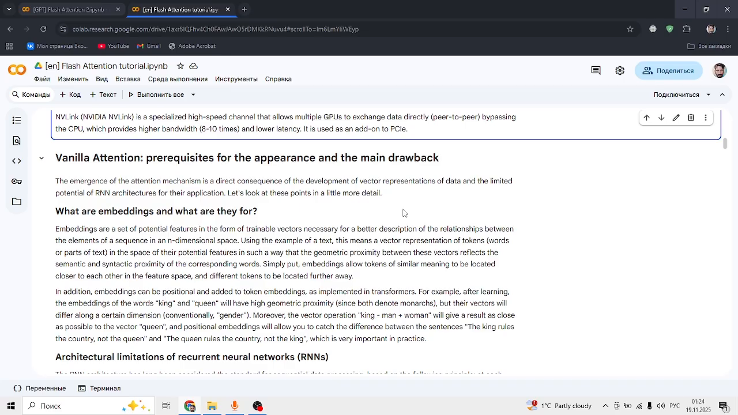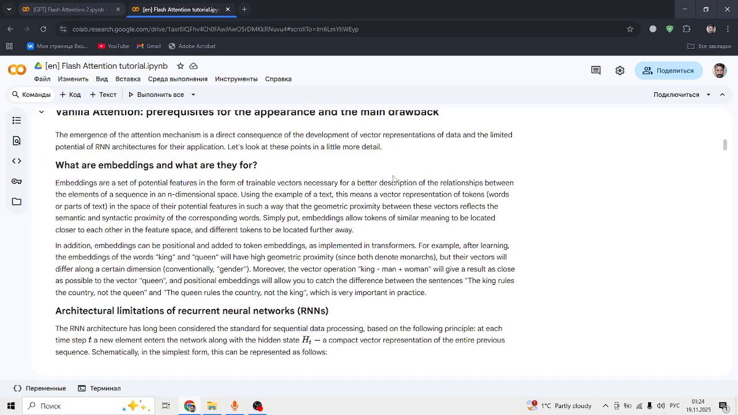recurrent neural networks and embeddings. So let's start with embeddings. Embeddings, I will read this, are a set of potential features in the form of trainable vectors necessary for a better description of the relationships between the elements of a sequence in an n-dimensional space. So what does it mean? It means that for each word we create a vector which has some elements. These are like features, and these features will be different for each word, and they will be trainable.